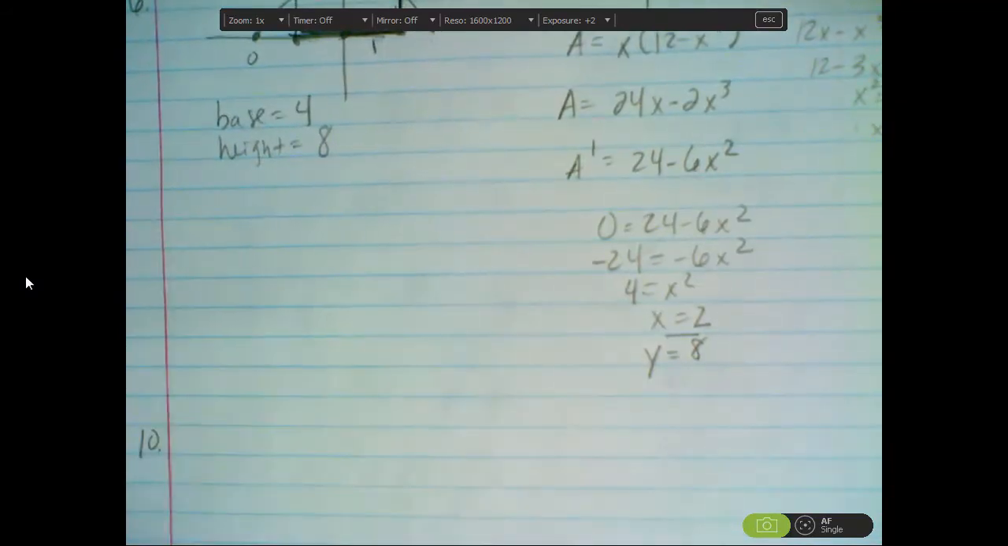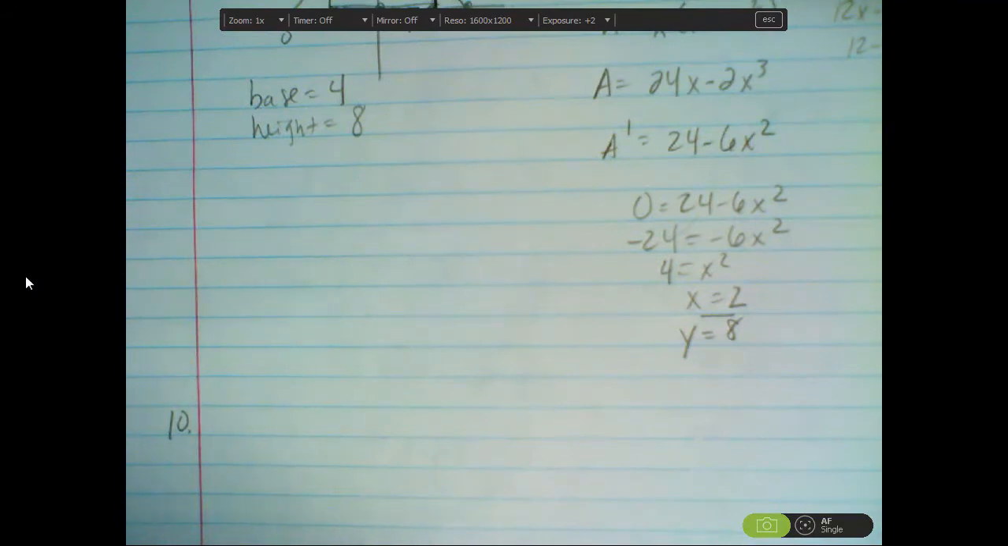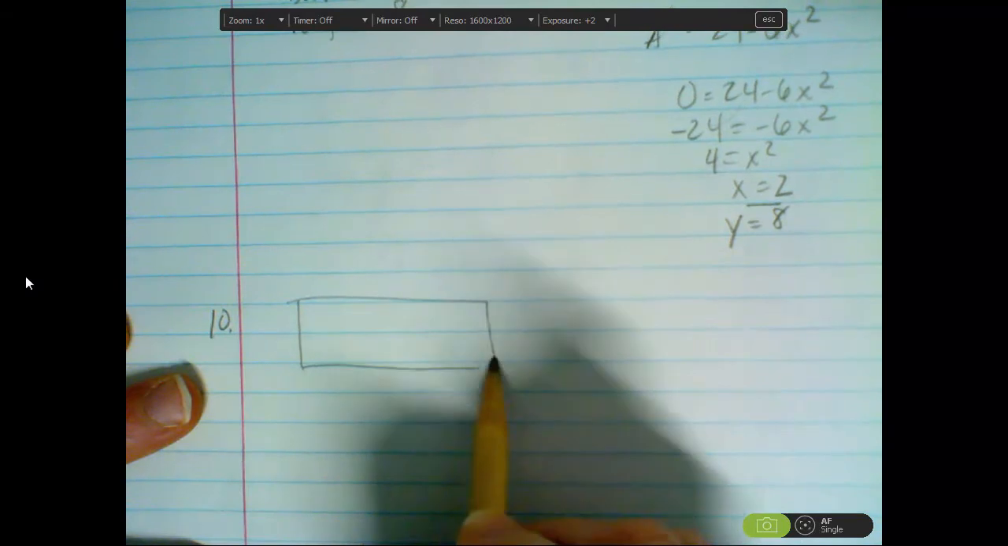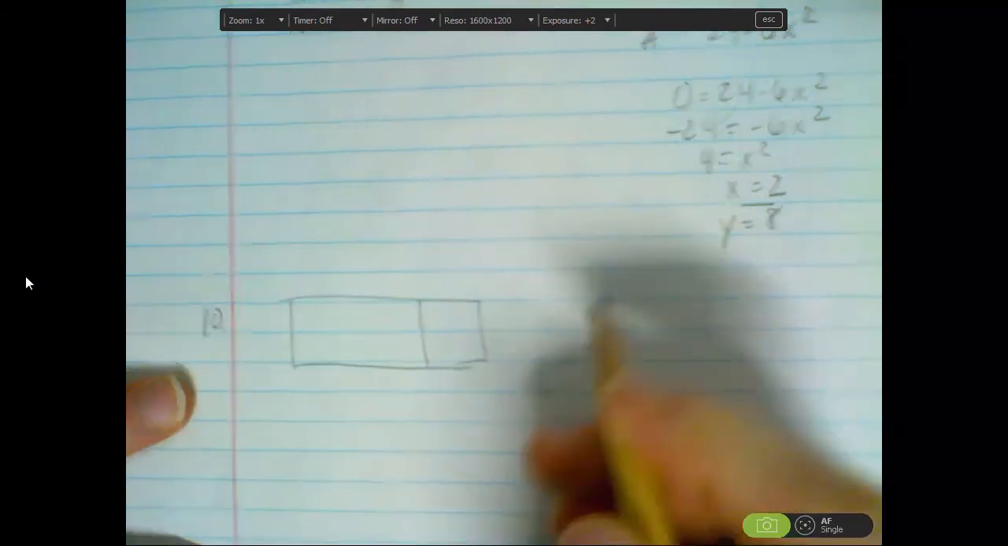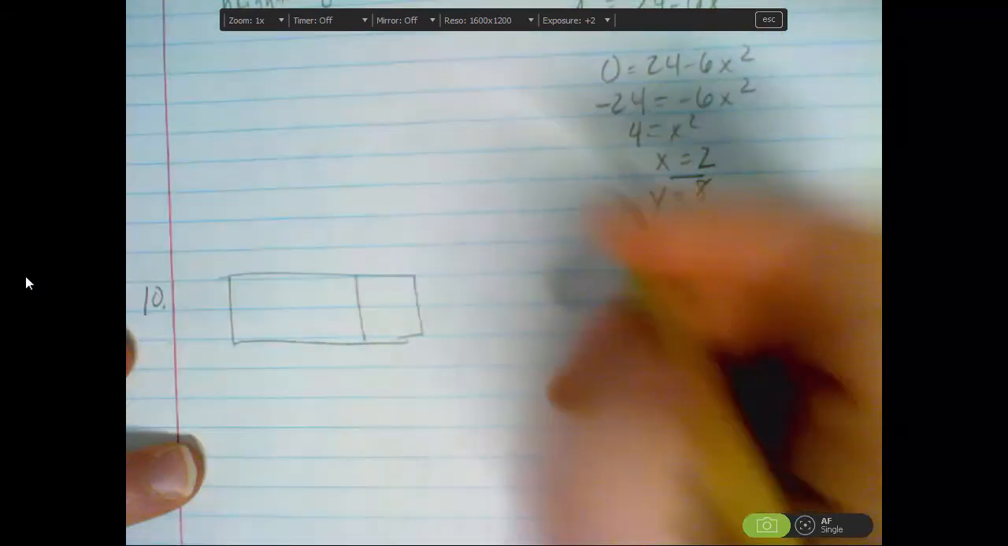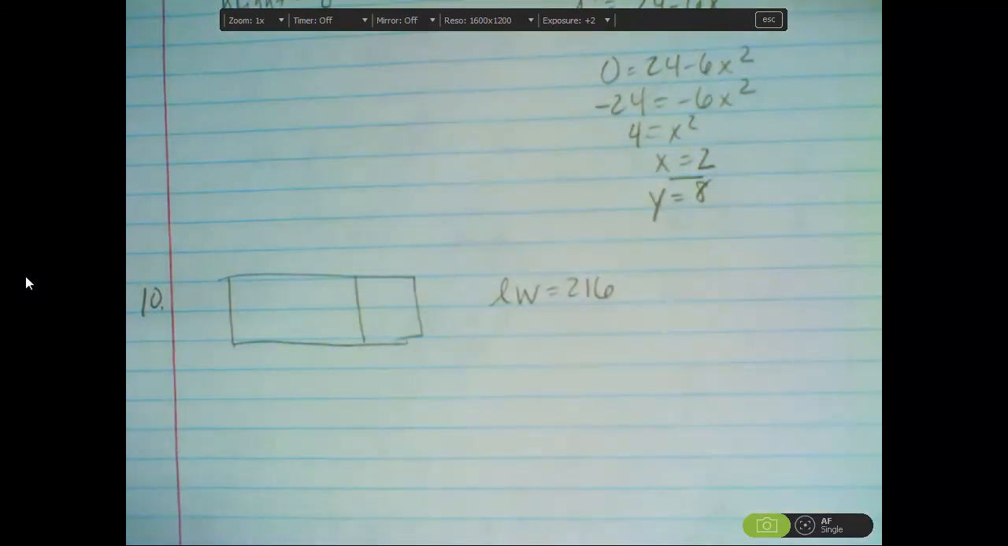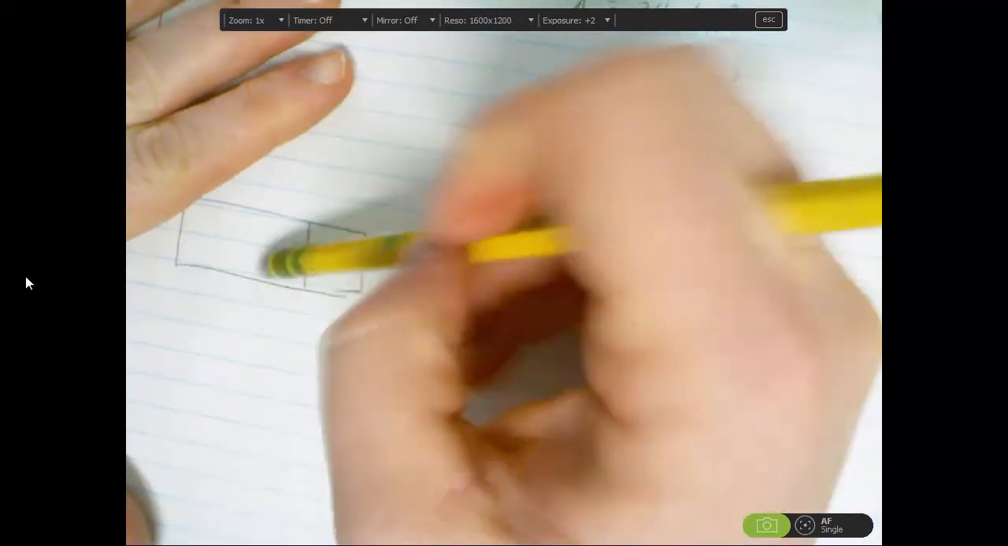Okay, one more problem. Number 10. A 216 square meter rectangular pea patch is to be enclosed by a fence and divided into equal parts by another fence parallel to one of the sides. So we have this big guy, and there's going to be another fence here. Now, what do we know so far? We know so far that LW equals 216. The area is 216. And divided into two equal parts. Oh, I lied. These two parts are equal.